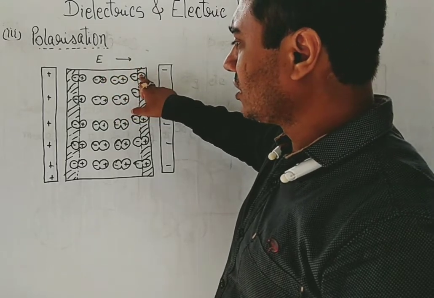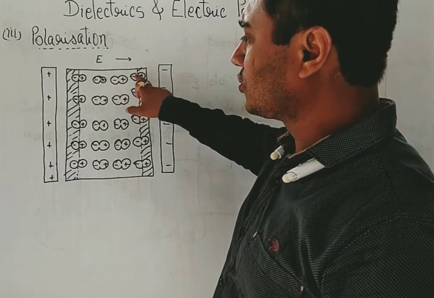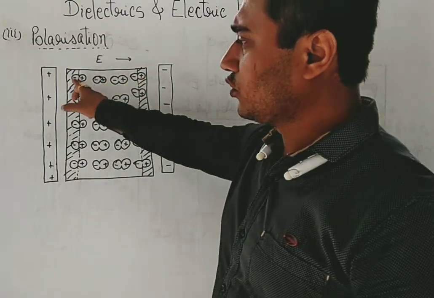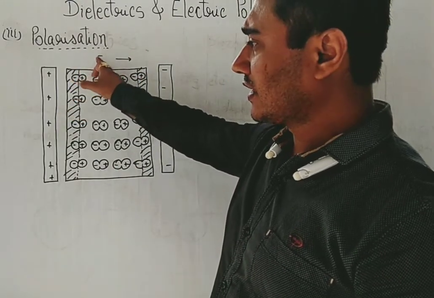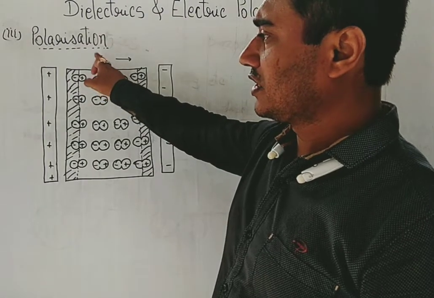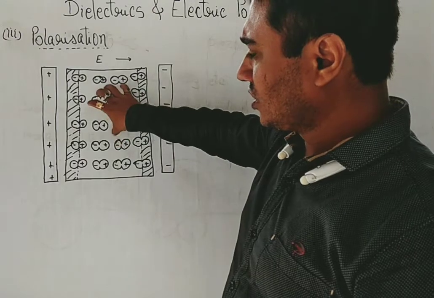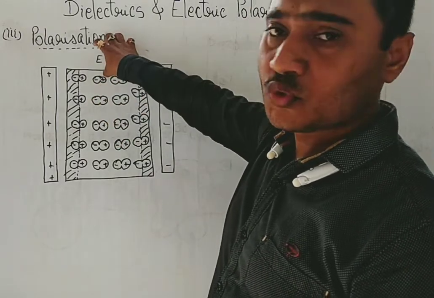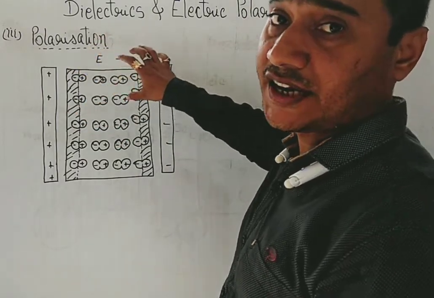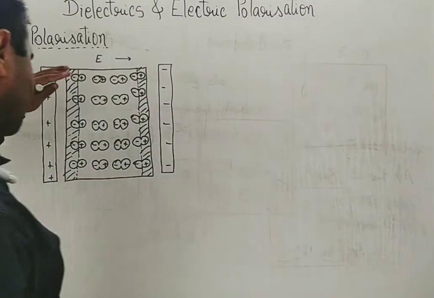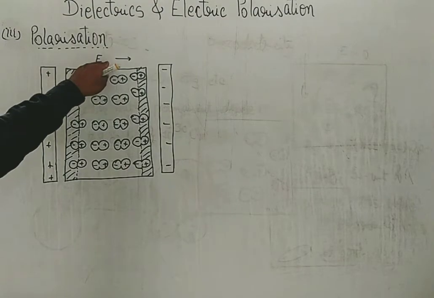That means here the induced electric field due to these induced charges will be from right to left, and the externally existing electric field is directed from left to right. So this way this induced electric field tries to oppose the external applied electric field and tries to reduce the strength of this applied electric field.